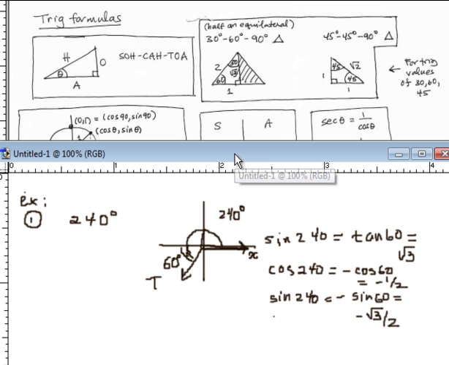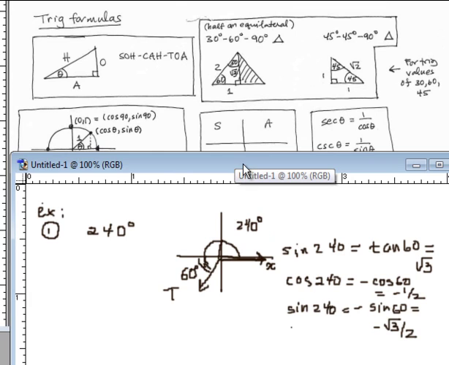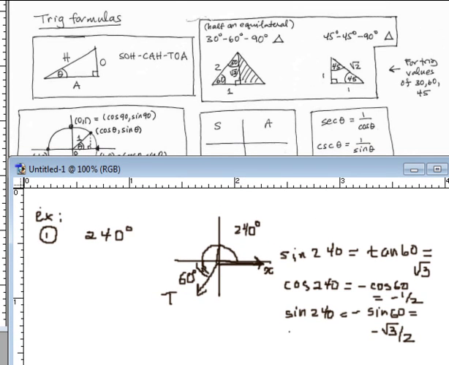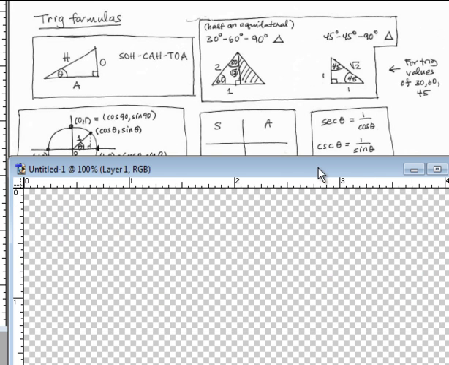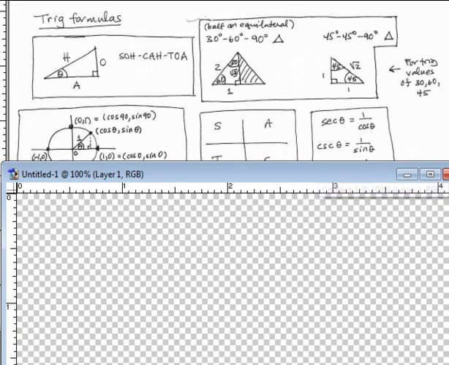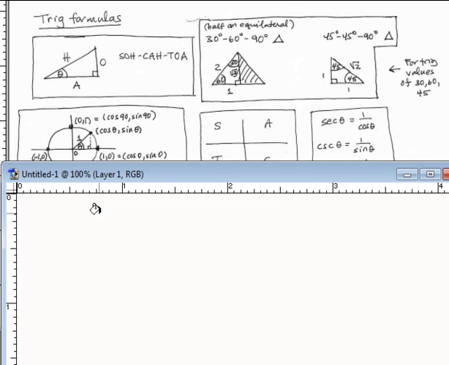Let's go on. Let's look at this sheet a little bit more. Just a minute here. Let me just make this white. Okay.